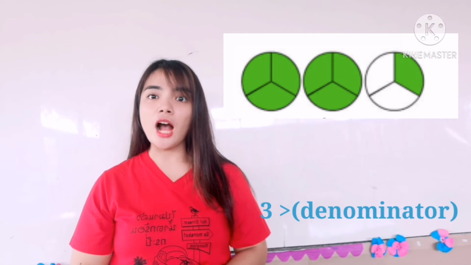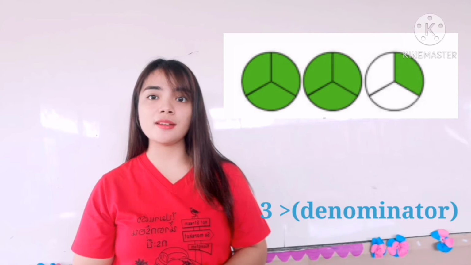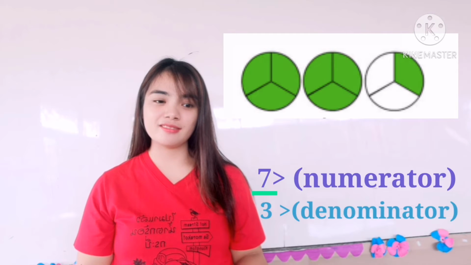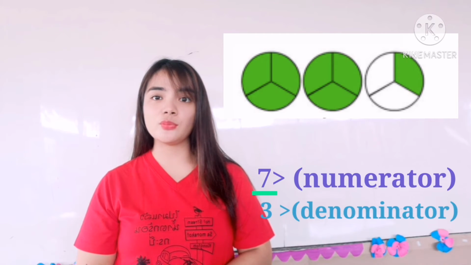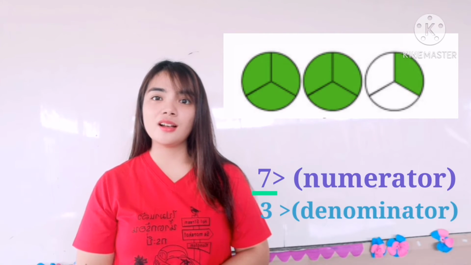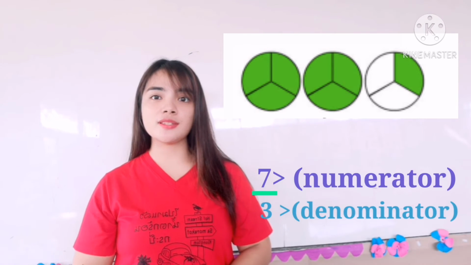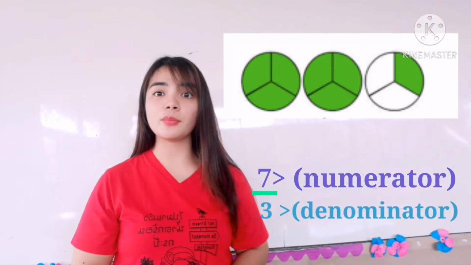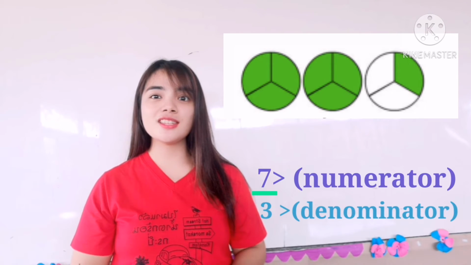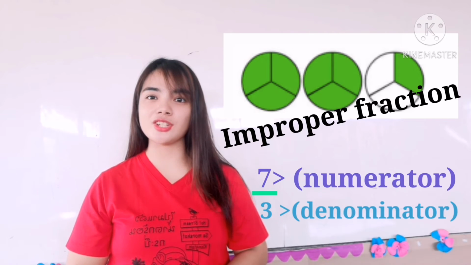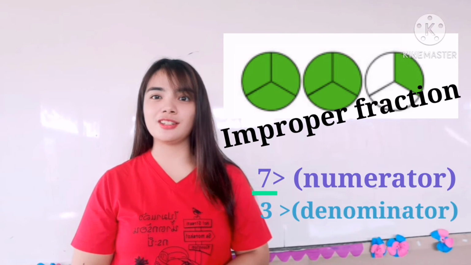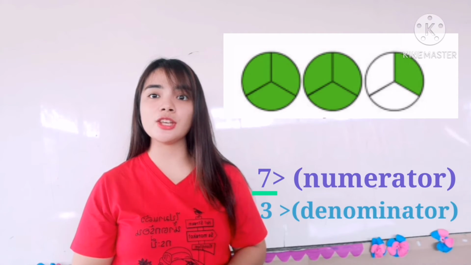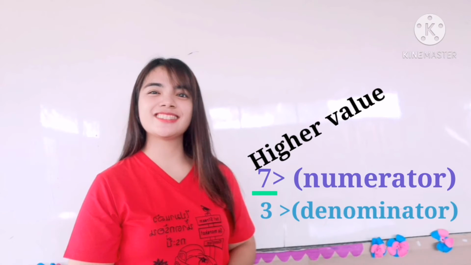Then, how many slices are being shaded in these 3 pies? It is 7. So our numerator would be 7. So our fraction there would be 7/3. So is this a proper fraction or improper fraction? So this is now what we called improper fraction. Why improper fraction? Because our numerator has a higher value than our denominator.